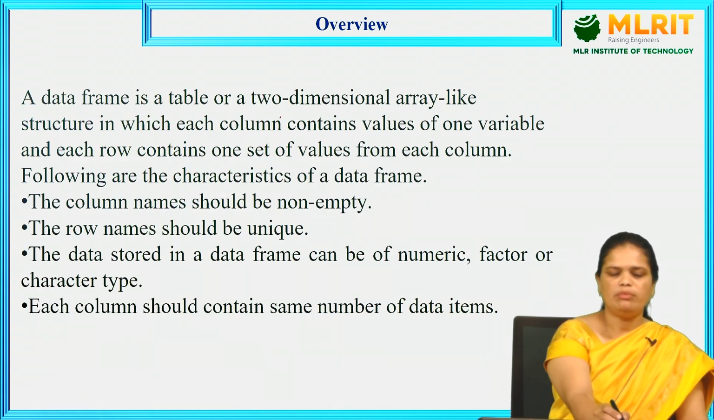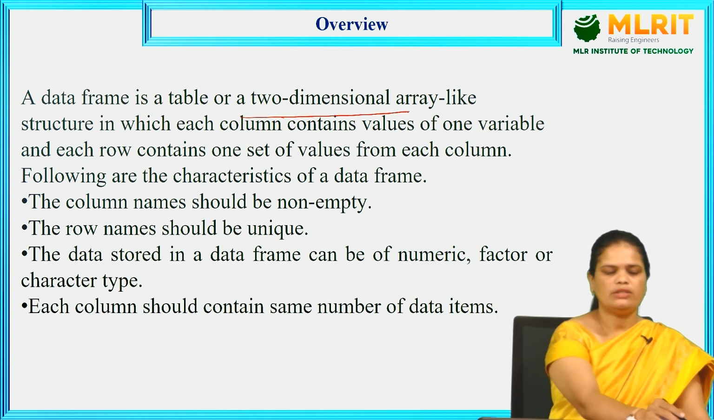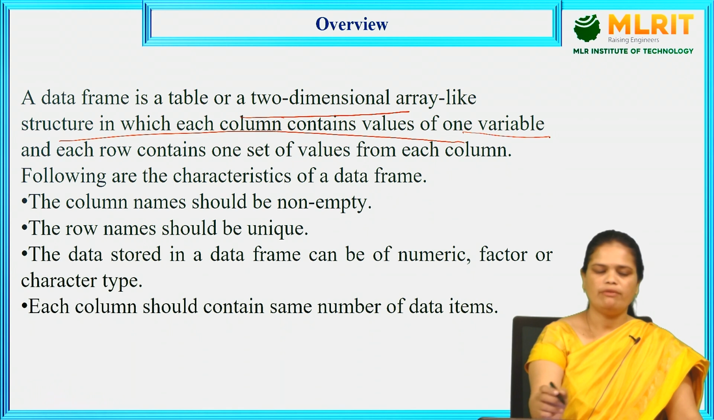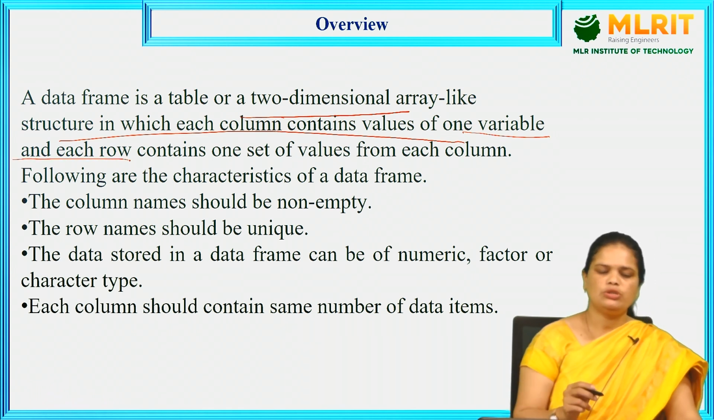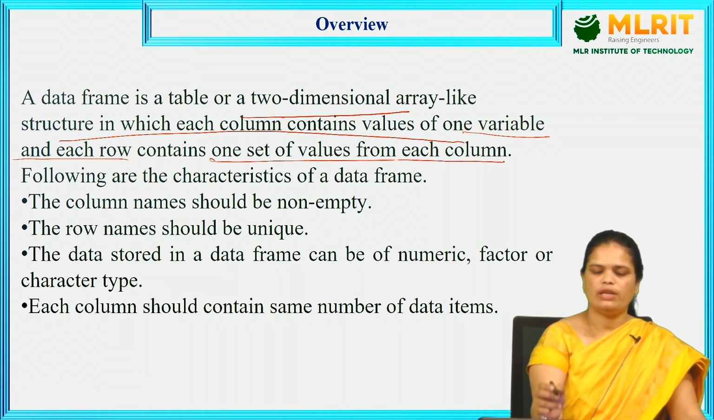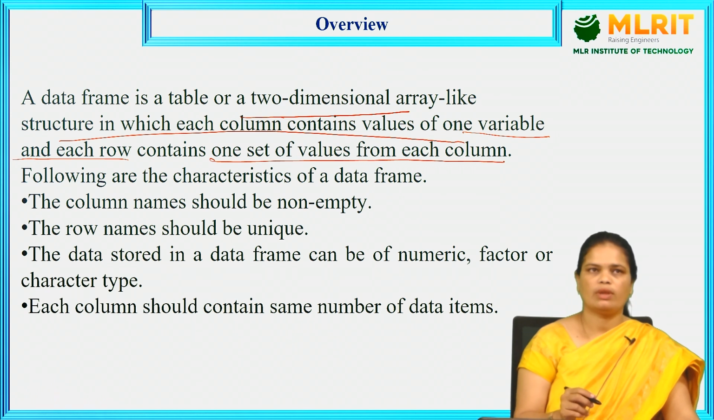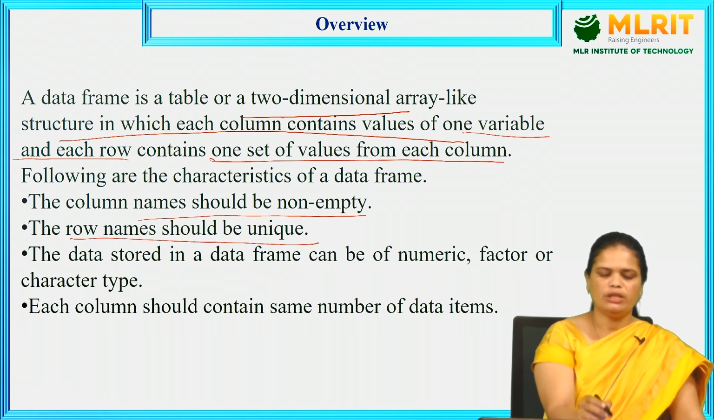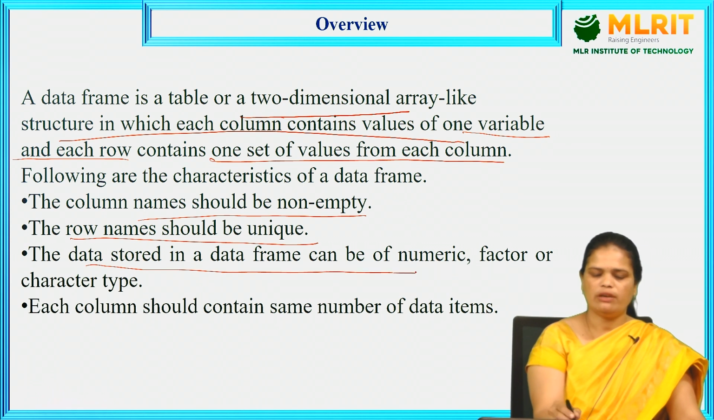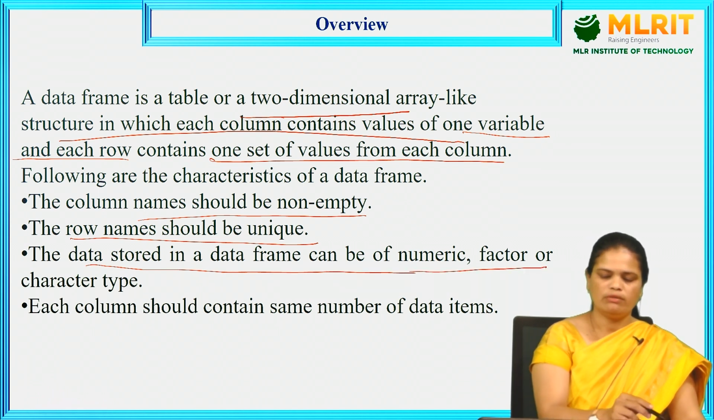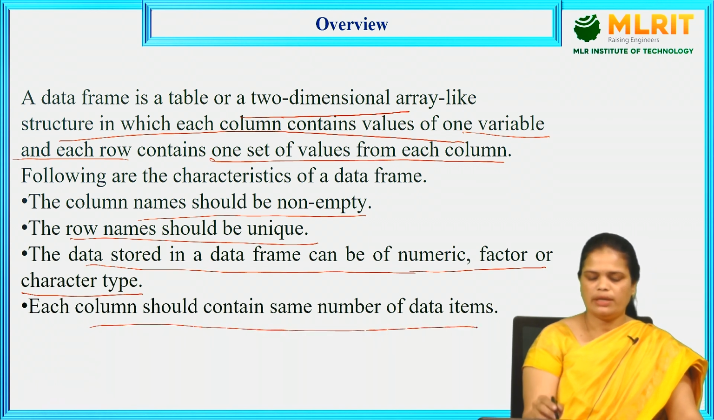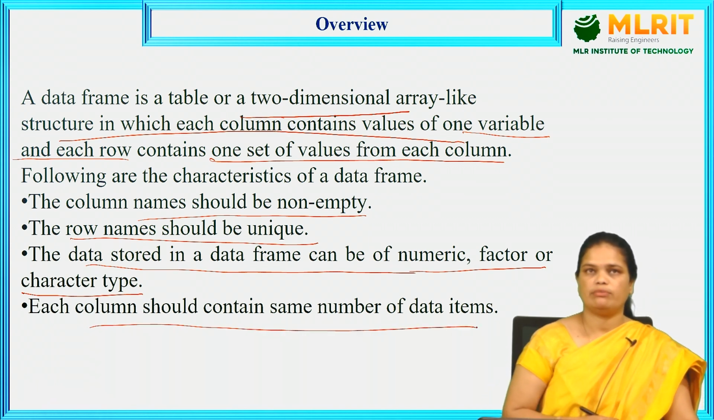A data frame is a two-dimensional array-like structure in which each column contains values of one variable and each row contains one set of values from each column. Column names should not be empty, and row names should be unique. Data stored in a data frame can be of numeric, factor, or character type. Each column should contain the same number of data items. These are some basics of data frames.